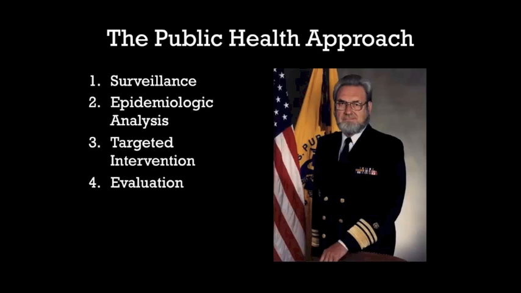NIOSH takes a public health approach to preventing workplace injuries and illnesses. There are 4 essential steps of the public health approach. The first step is conducting surveillance for diseases and injuries. In other words, keeping track of injuries and illnesses in the population. The second step is conducting epidemiologic analysis on the surveillance data that's collected in step 1. The third step is developing and implementing targeted interventions to prevent people from getting sick and injured. And then the fourth step is using the surveillance data to evaluate whether or not the intervention worked.